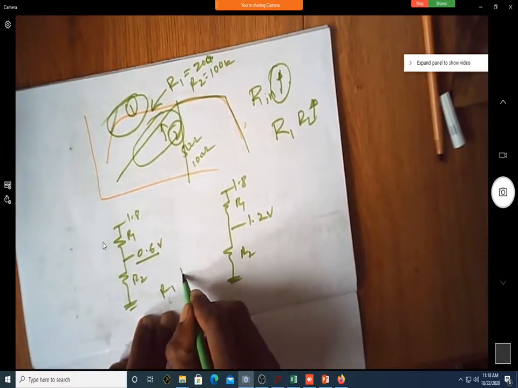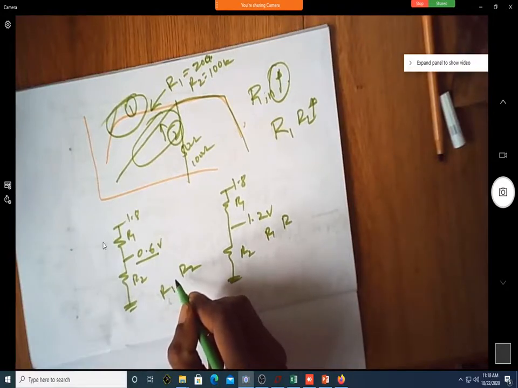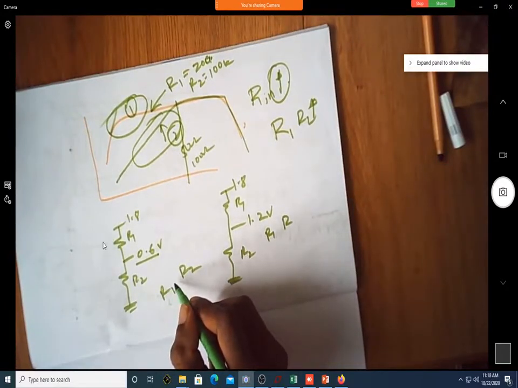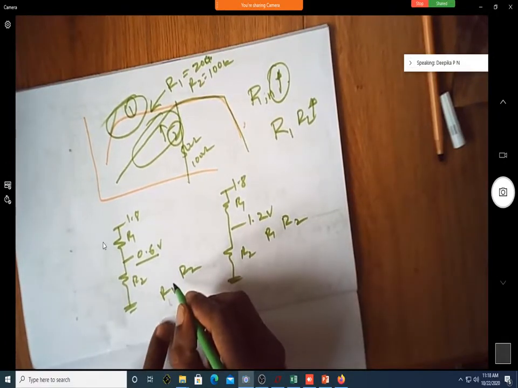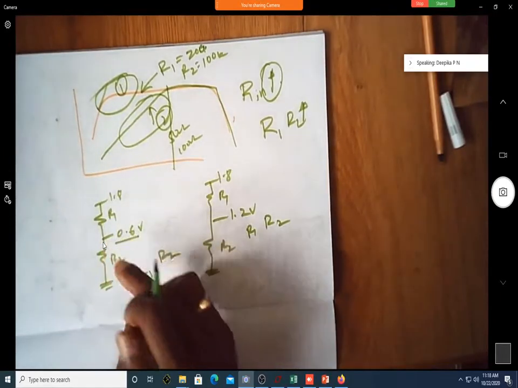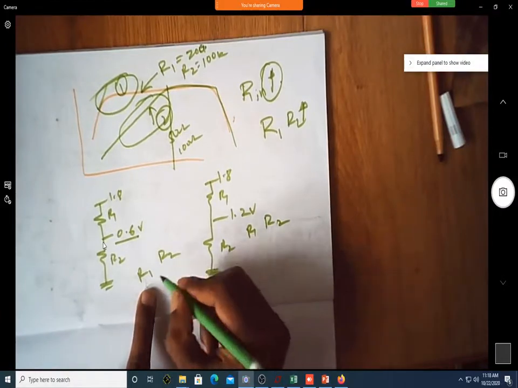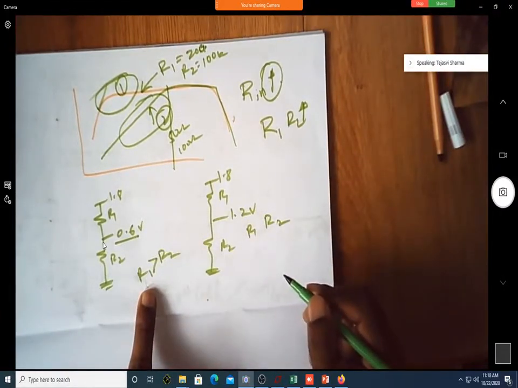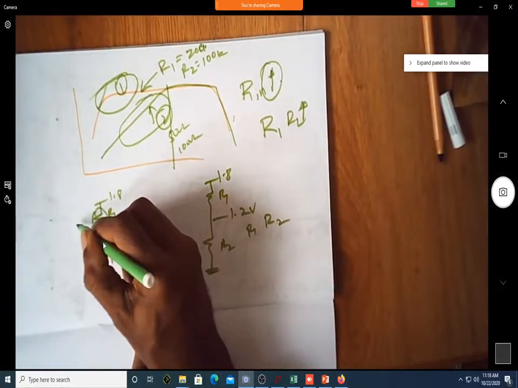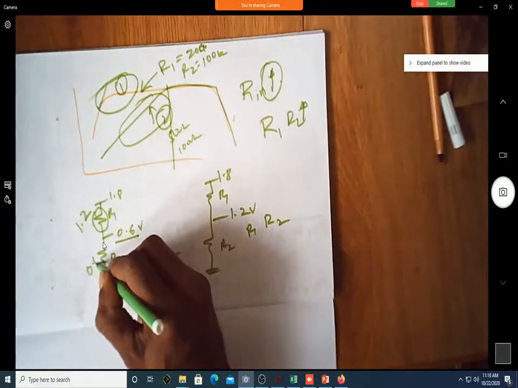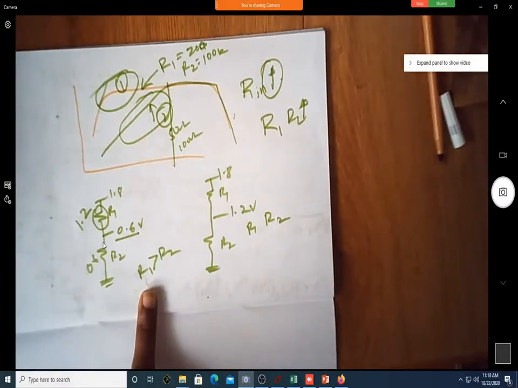Suppose I say R1, R2, can you put the greater than or less than? I want to put a symbol here. R2 is greater than R1. And in this case, this is R1, R2. Give me greater than, less than. R1 is greater than R2, sir. Correct. Why? Because you want to have more drop. Out of 1.8, 1.2 has to drop here, another 0.6 has to drop. Since more voltage has to drop, R1 has to be more than R2. Correct?